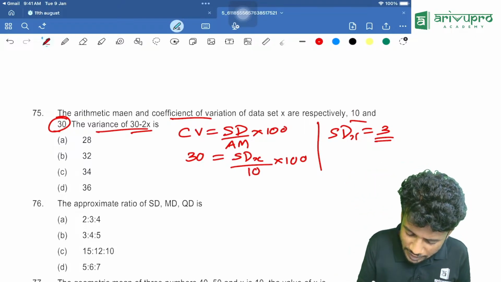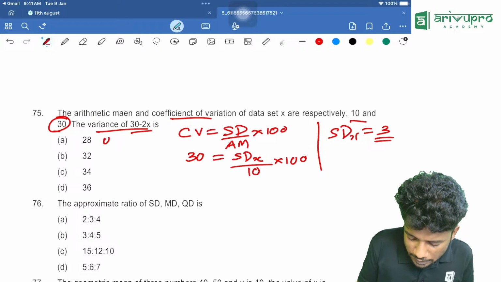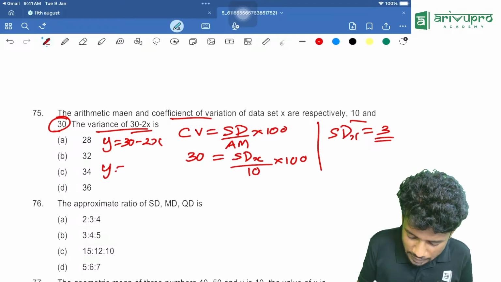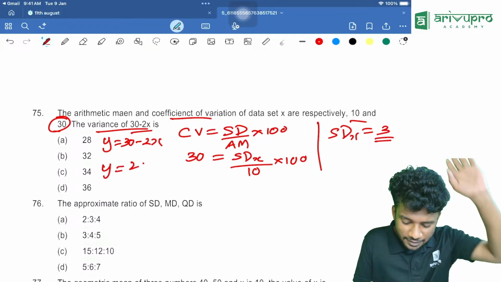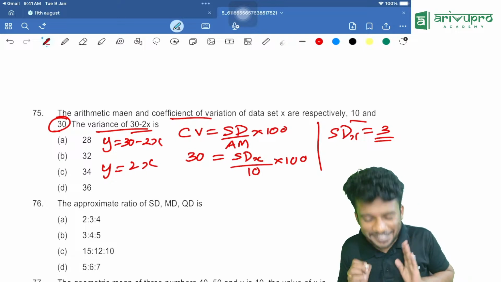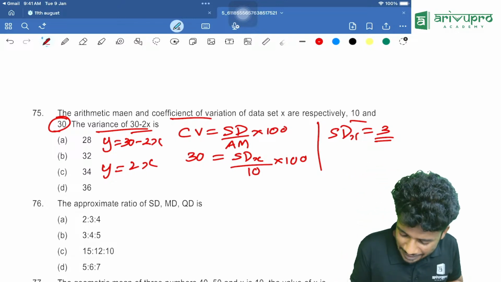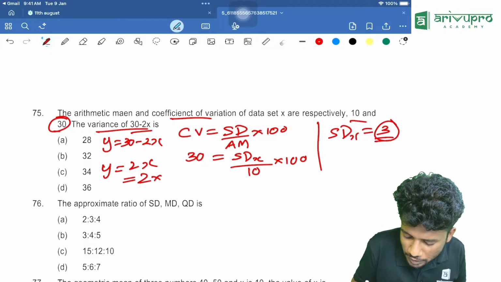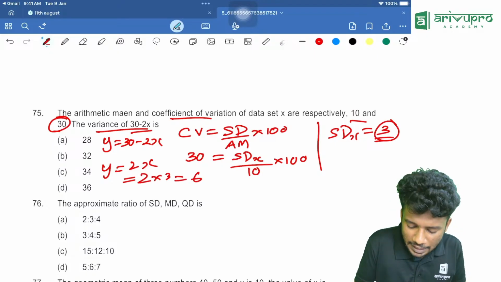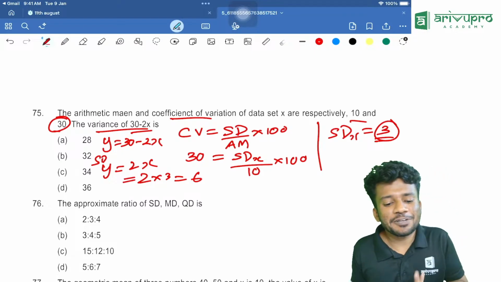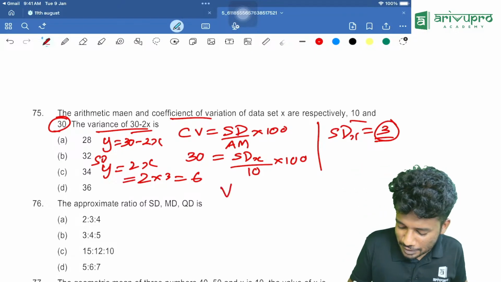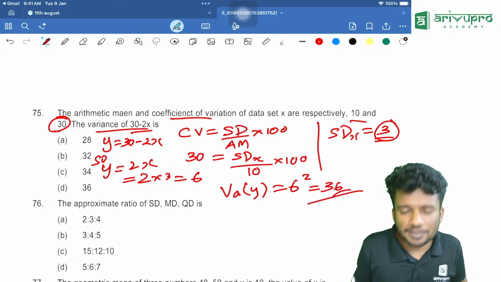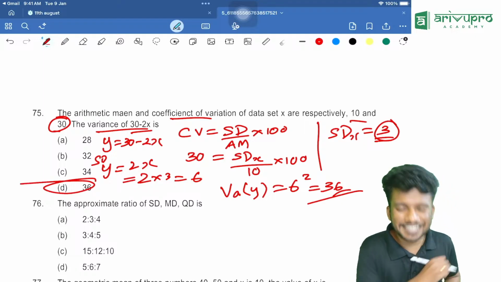In order to find the variance, we will write y is equal to 30 minus 2x. From that we can directly write, we will ignore negativity, so standard deviation of y is 2x. Instead of x, we will put 3. That means 2 into 3, which is equal to 6. That is the standard deviation of y. The variance of y is nothing but 6 square, which is equal to 36. So option D is your answer.